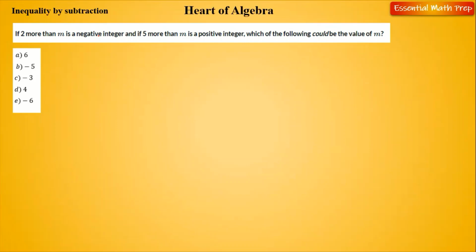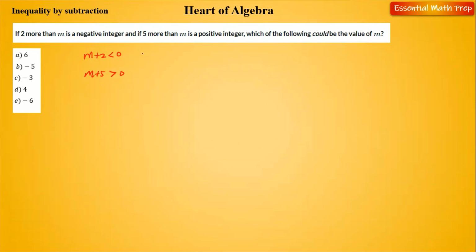So if 2 more than m, what that means is if m is some value, m plus 2 is less than 0 because it's a negative integer. An integer is negative if it is less than 0. Similarly, m plus 5 is greater than 0. If we can narrow each expression in terms of just m, then we might be able to answer the question, which of the following could be the value of m?